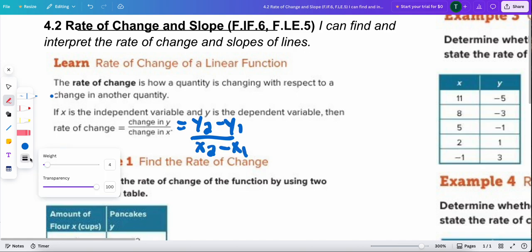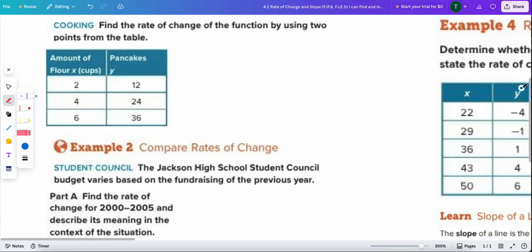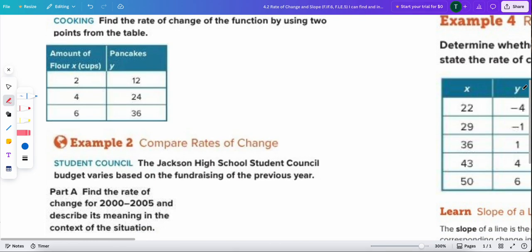Now, I like to think of it as whatever you're subtracting for your x first is what you're also subtracting with your y first. So you have to keep your points matched up. That'll make a little bit more sense once we get into an actual example. So like here, it says find the rate of change of a function by using 2 points from the table. So I want you to pick any 2 points here. The 2 points I'm going to go with are going to be the first and second one.